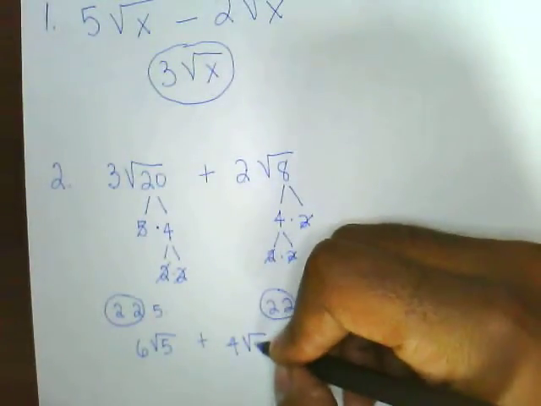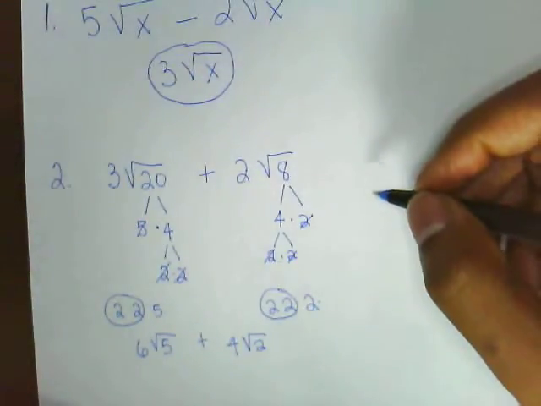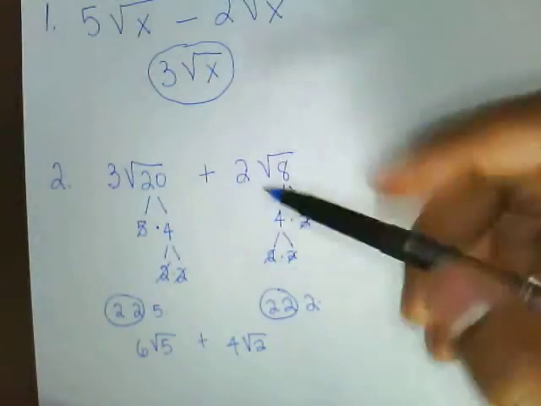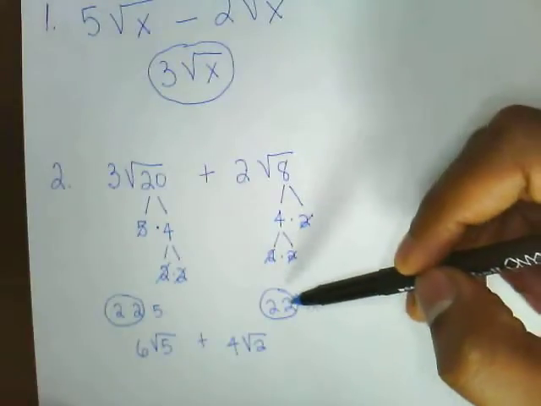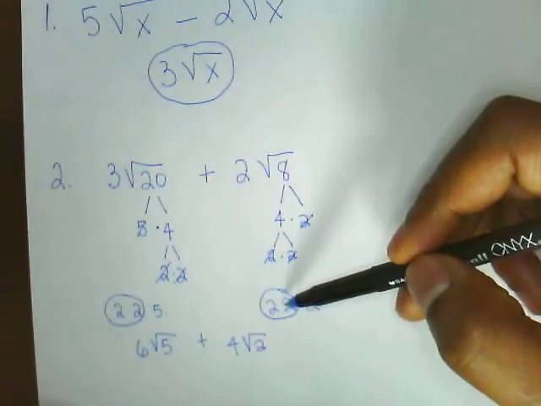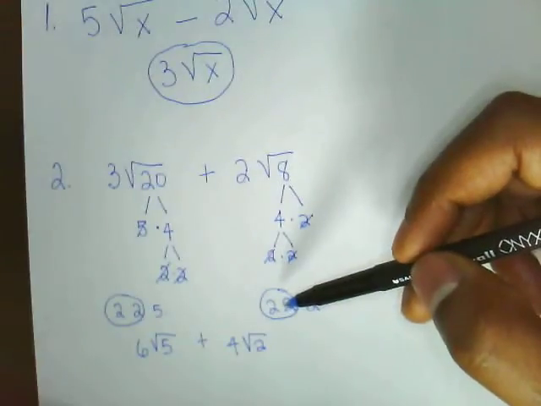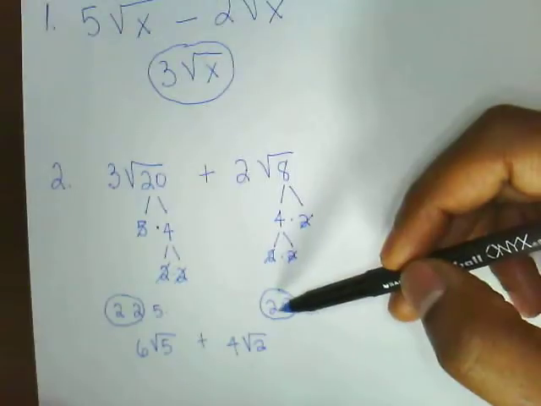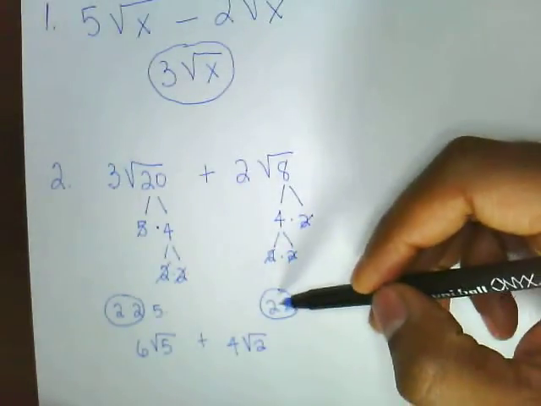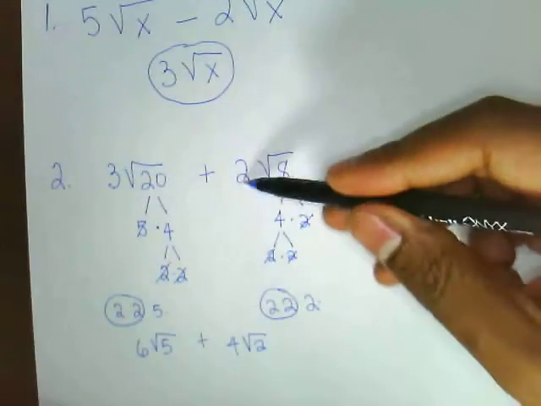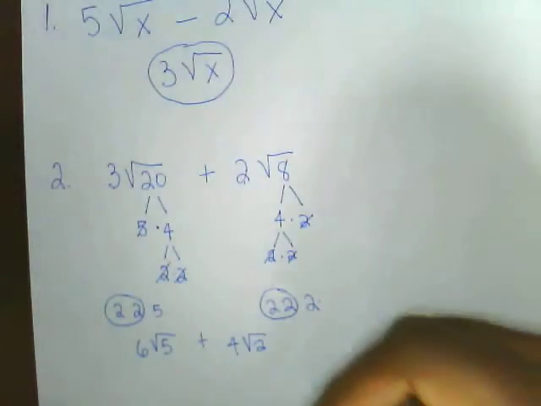4 root 2. Now, if you're watching this and you're a parent or a student that has forgotten, or maybe this is the first time you've seen this, you may wonder, why is this not 2 times 2? Well, I tell the students to think about it like shoes. If you buy a pair of shoes, it comes in one box. So this pair of 2's only counts as 1 two. So we have a 2 times 2, and that gave us the 4.